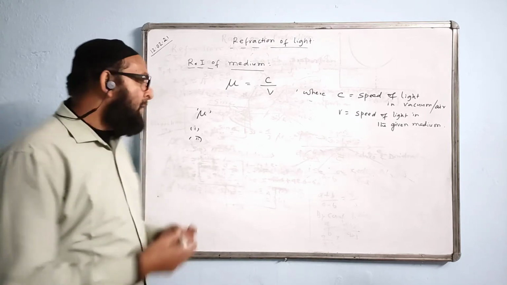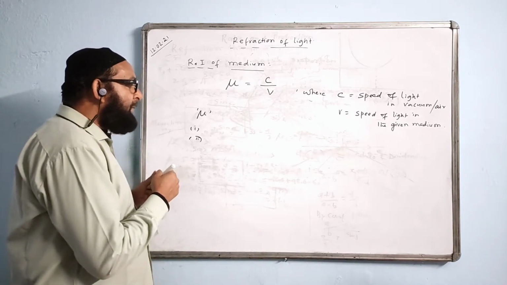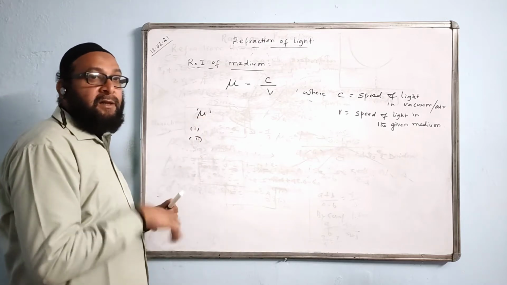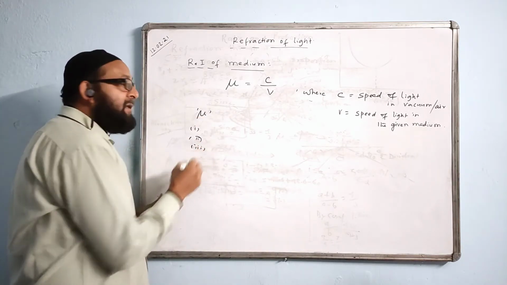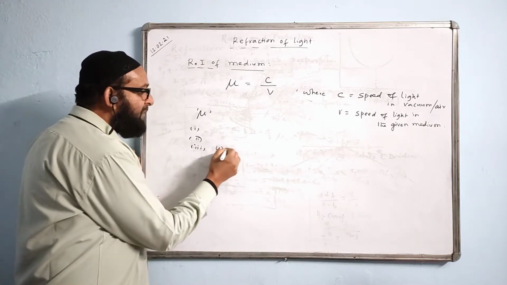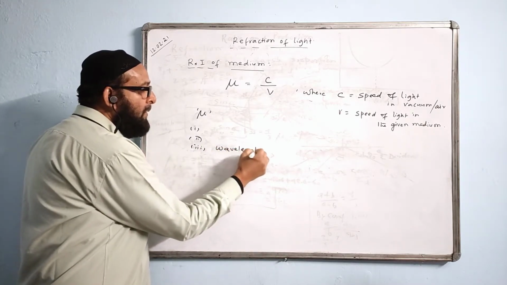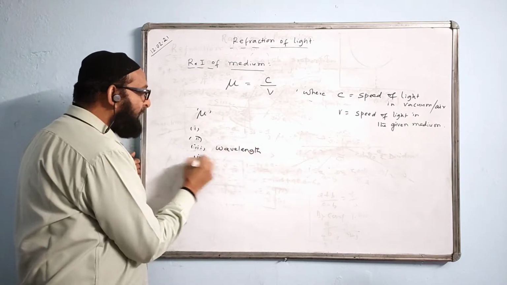Second factor: the more the temperature, the less the refractive index. The less the temperature, the more the refractive index. That is the idea. Third factor is wavelength of light. It depends on wavelength, and the fourth factor is color.